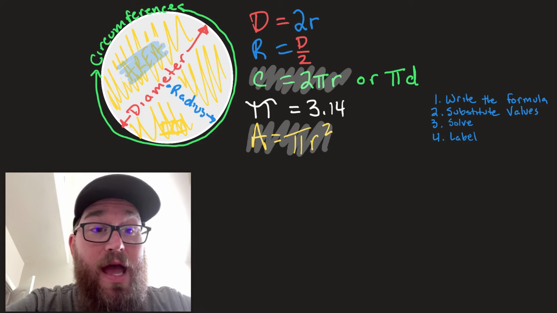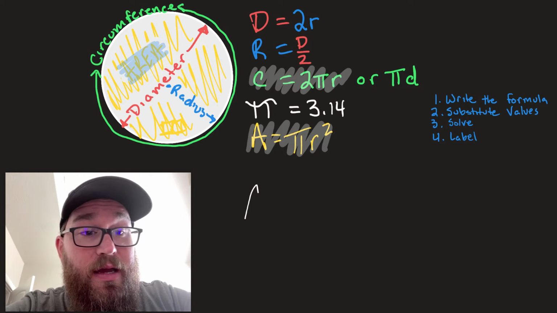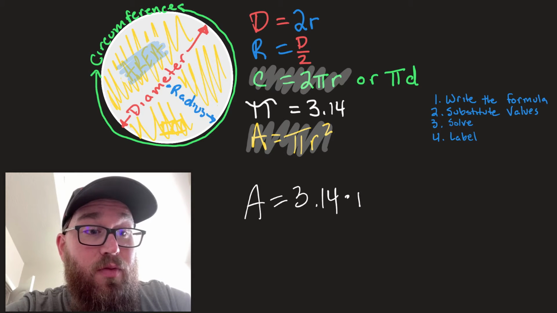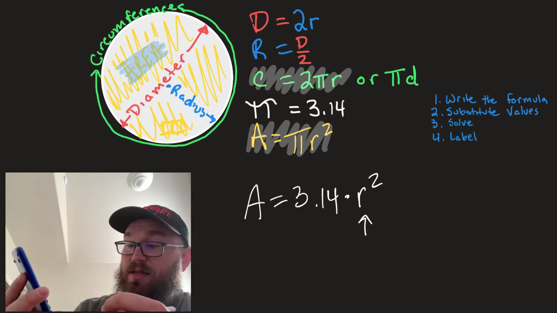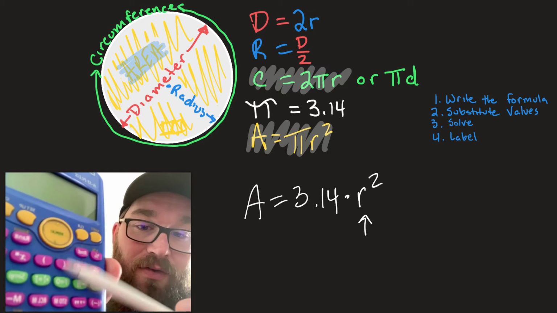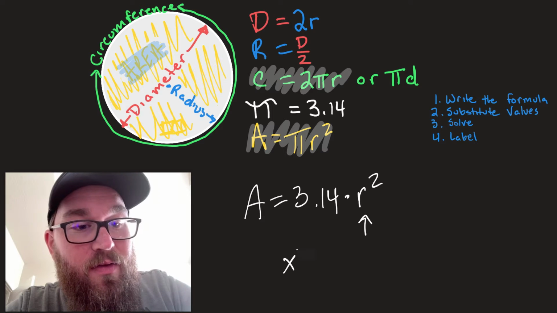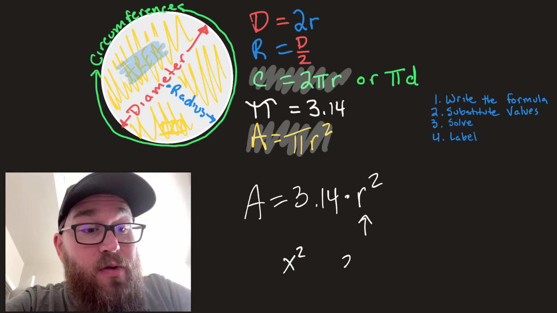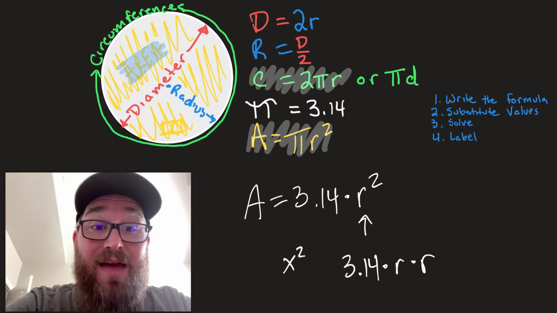So area today, pi r squared. Everything that we're going to do, instead of pi, we're going to do 3.14 times the radius squared. So whatever that is, you're just going to put the radius in your calculator. Right here is an X2 button. That is typically your squared button in a calculator. Or you can just simply rewrite it as 3.14 times whatever r is times r again. And that's how you get area.